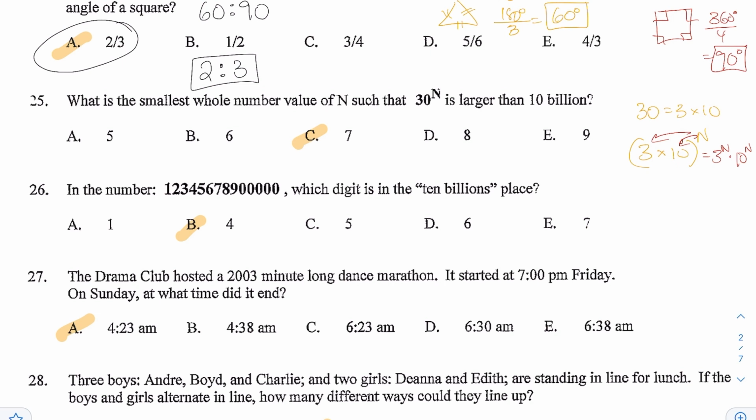And you want to see which one will be greater than 10 billion. Remember, billion is 10 to the 9th. So 10 billion means you have 10 to the 10th power. So 10 place values, or 1 followed by 10 zeros.